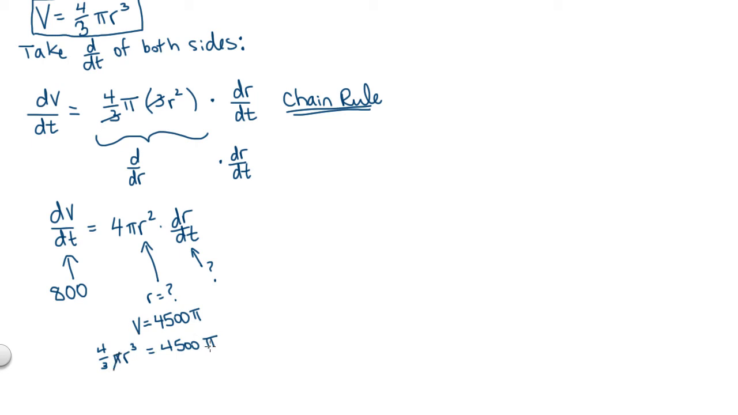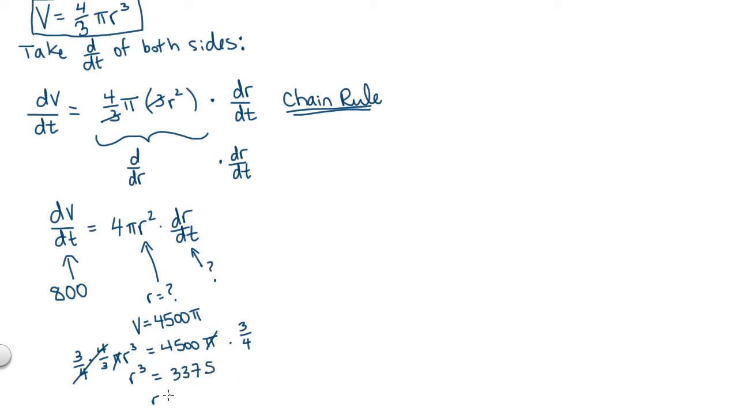We can cancel a factor of pi. We can also multiply both sides here by 3/4. So multiplying by 3/4, let's actually show that on there. Multiplying by 3/4, we'll just cancel the 4/3 there. So everything there cancels out. Multiply by 3/4 on this side. And if we grab our calculators here, we get 3375.